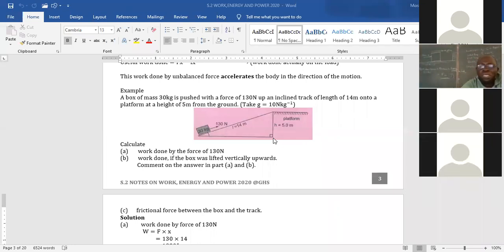So your purpose is to raise the box's height through 5 meters. Originally it is at a lower level, and then you are going to lift it to a height of 5 meters. So the purpose is to lift the box through 5 meters. That is the useful work. Then, in order to achieve that, we apply a force. What force is applied?